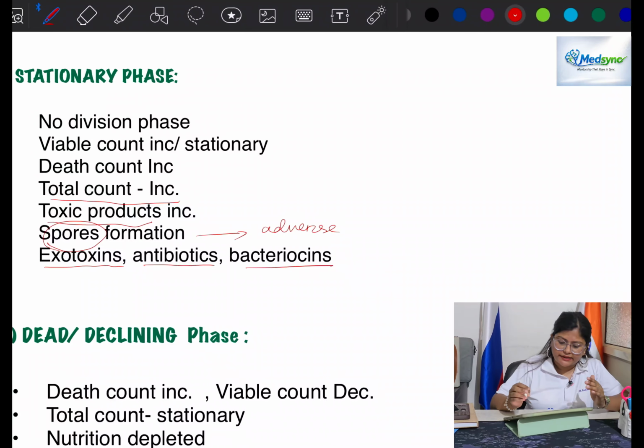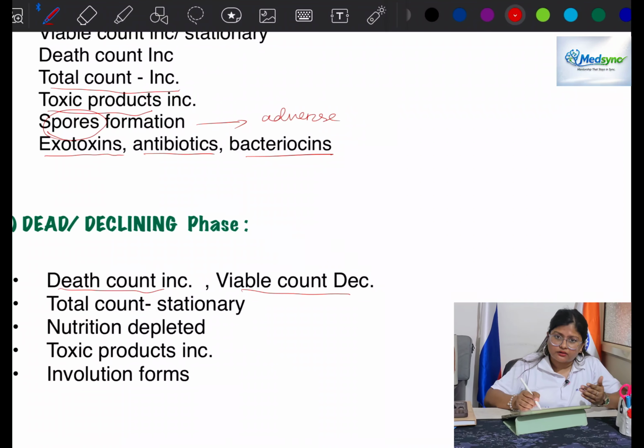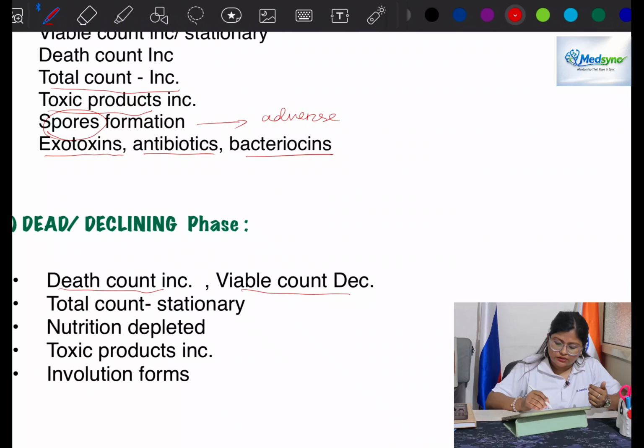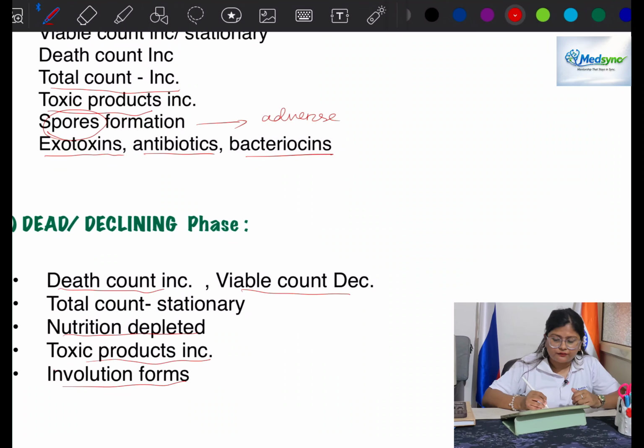And the last phase is the dead or declining phase. In the dead or declining phase, death occurs, so the death count increases and the viable count decreases. Hence, the total count remains stationary. The nutrition is depleted totally. Toxic products increase more because now more bacteria are dying, and involution forms also.